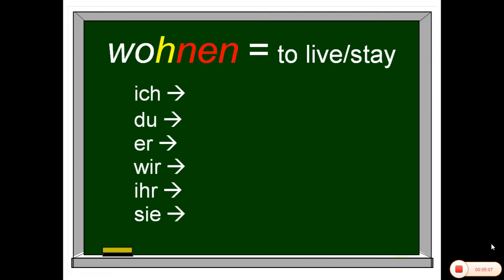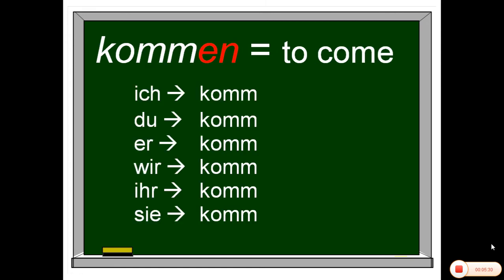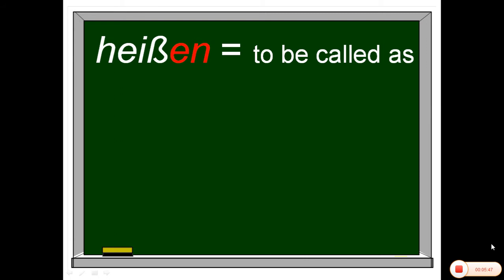Wohnen. Now again, wohn will be the root of the word. So it will be common. Ich wohne, du wohnst, sie wohnt, wir wohnen, ihr wohnt, Sie und sie wohnen. Right? Common. Ich komme, du kommst, sie kommt, wir kommen, ihr kommt, Sie and sie kommen. Correct? So these are the basic conjugations, where you are not going to change the root, but you will keep changing the ending.